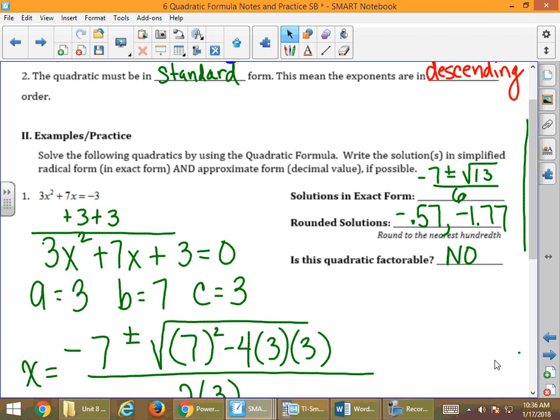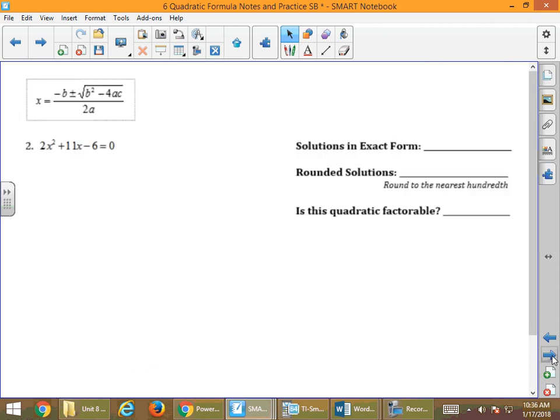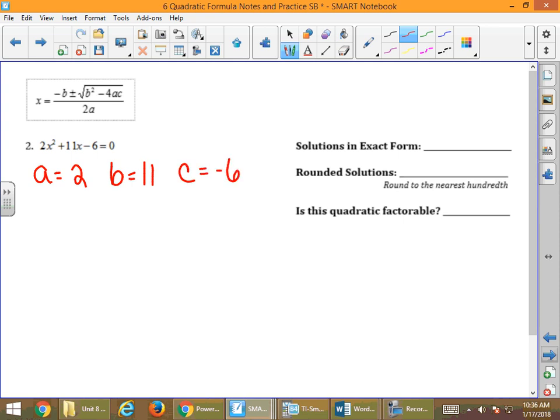So let's see what happens when we do example number 2. And again, many of you have the experience with the quadratic formula. You can just work ahead of me and go back and check your answers here momentarily. The nice part on problem number 2 is that it is in standard form already. And we can start by identifying the fact that A is 2, B is 11, and C is -6. It's in descending order. X squared is the first term. X is the second term. The constant is the last term.